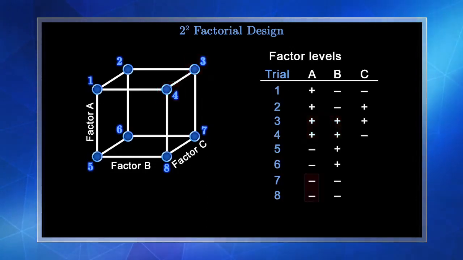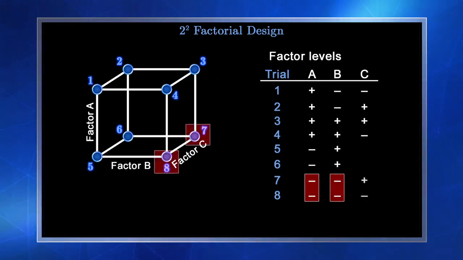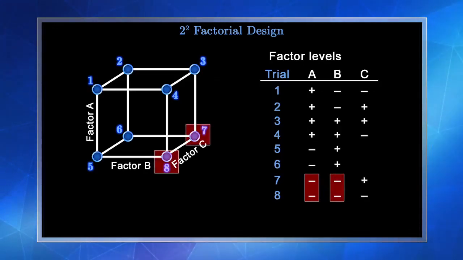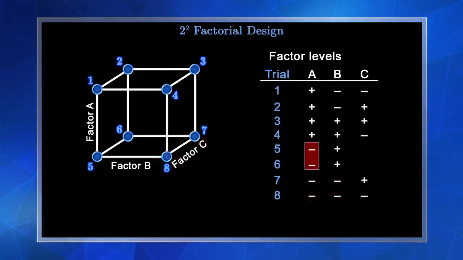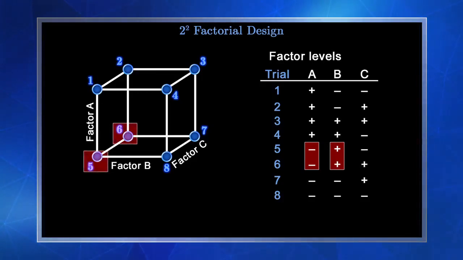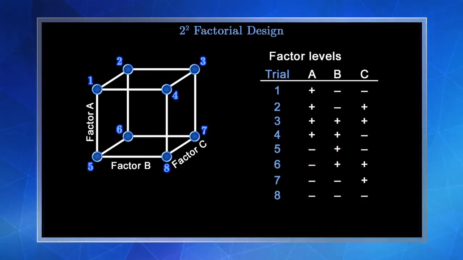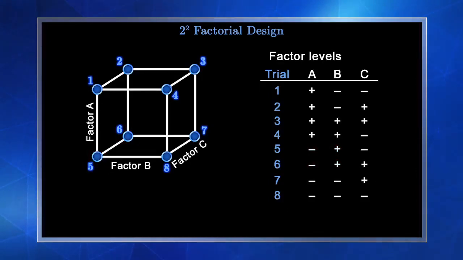Now notice here, for A, both negative, and B, both negative, factor C comes in again as a positive and a negative. And then lastly, for A, both negative, and B, both positive, C comes right back with a positive and a negative. Right? You've just written out your 2 to the K factorial design for K equal to 3.